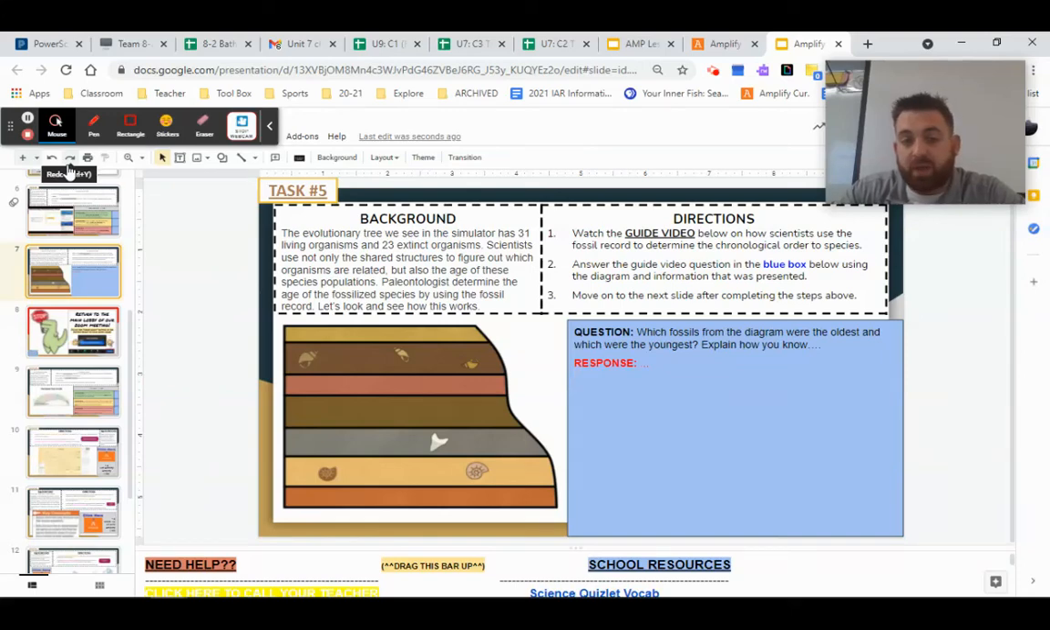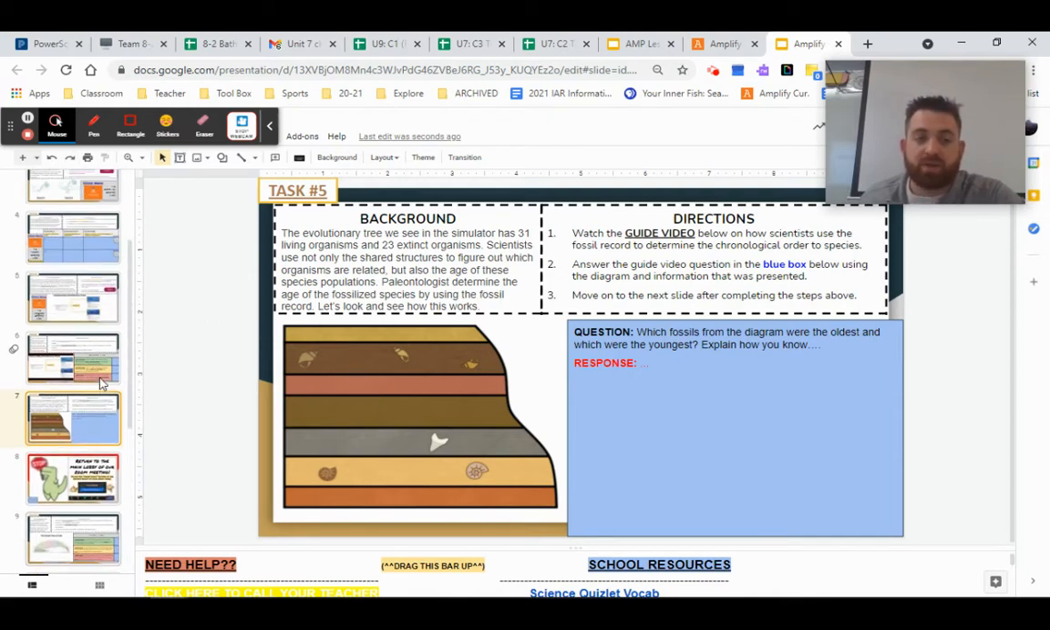Hey everybody, Mr. Regan here, and for today's video, we're going to be looking at the diagram in task 5 that you see here, along with explaining some of the important scientific ways scientists figure out which common ancestors are related to different descendant species.